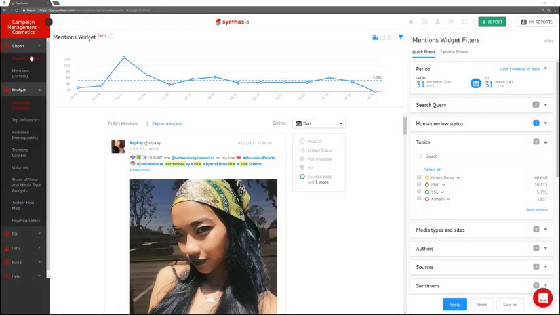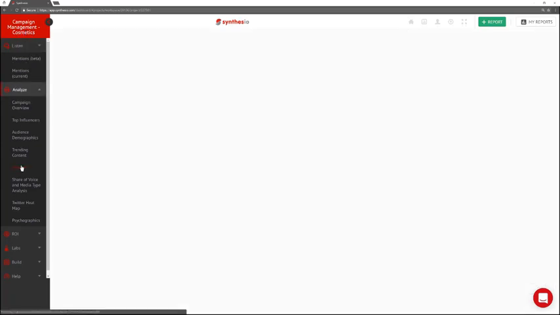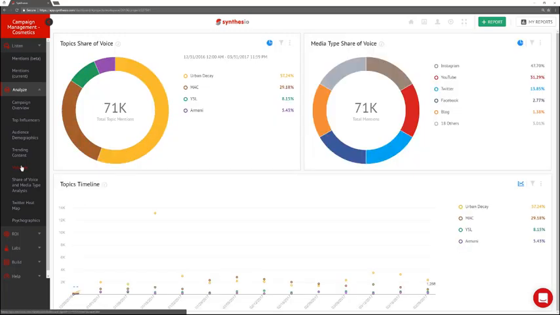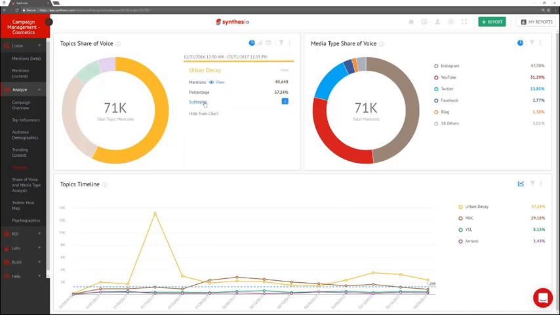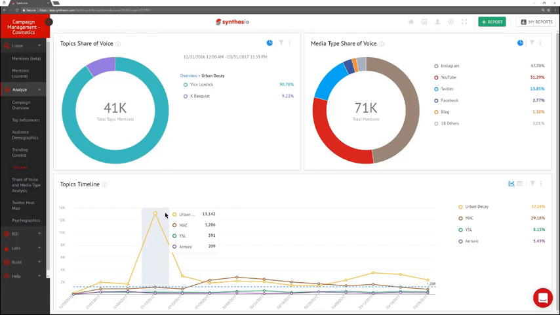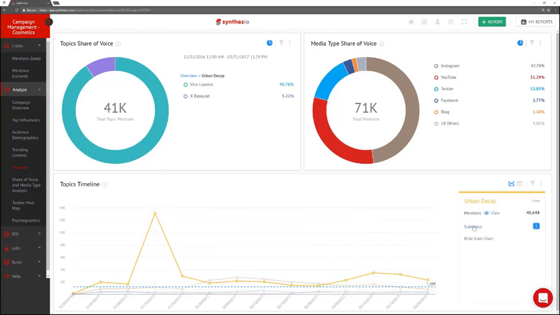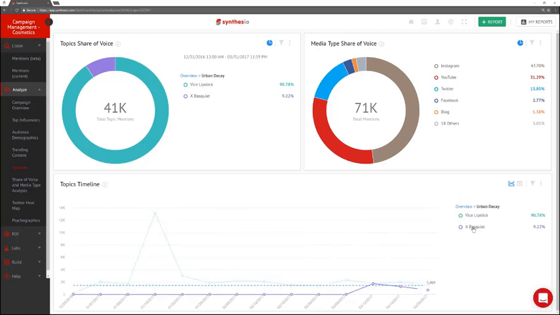There are three central ways to benchmark campaigns. The first is to use volume metrics to understand how well social campaigns are getting buzz on social media. By looking at volume donuts as well as volume timelines, you can not only understand how a current campaign is performing, but also compare it against previous campaigns as well as competitor campaigns.